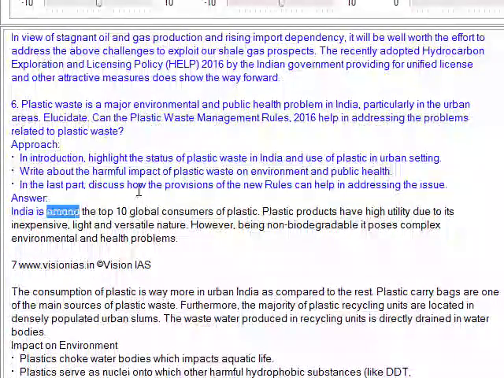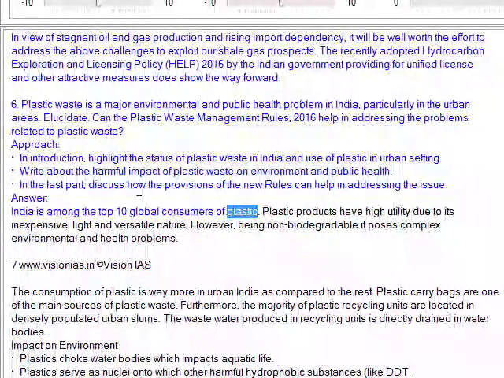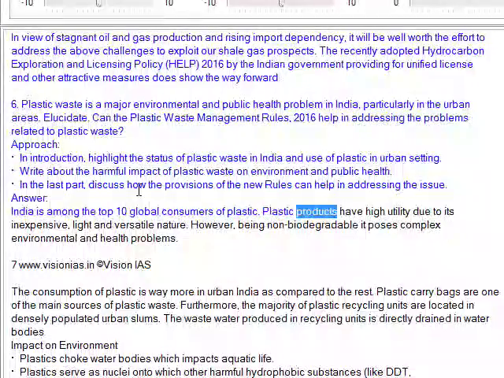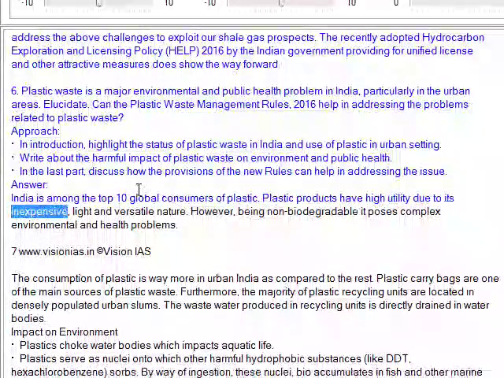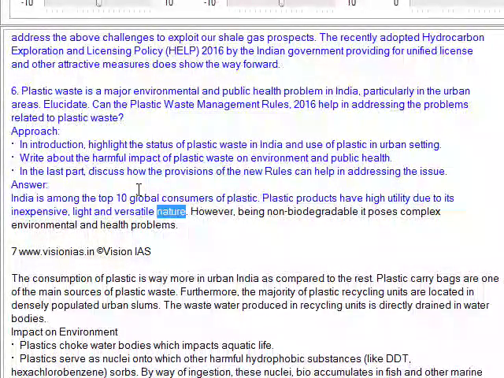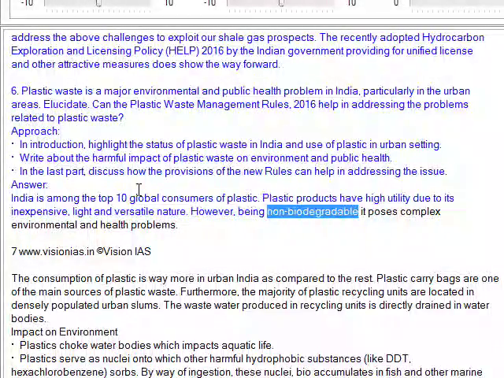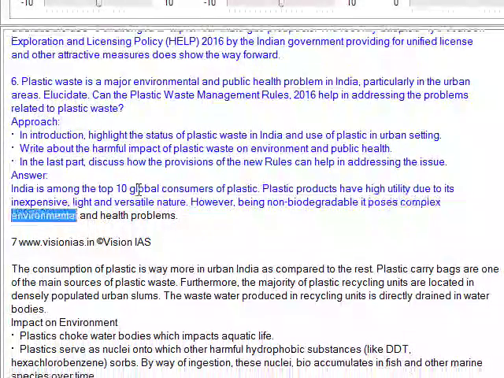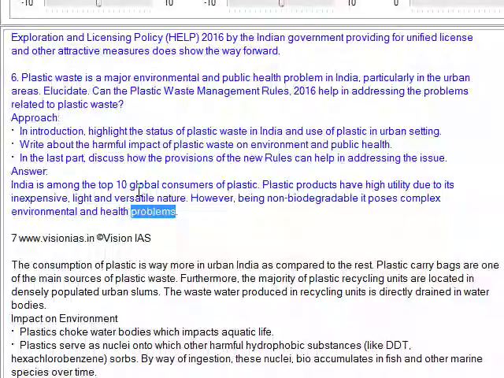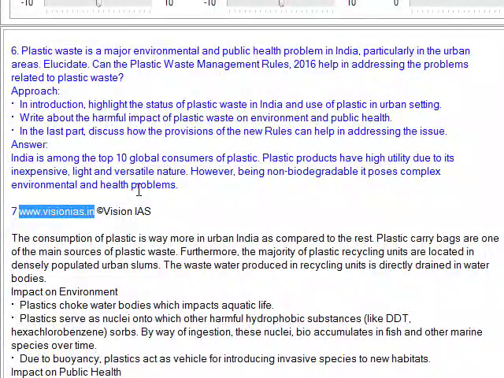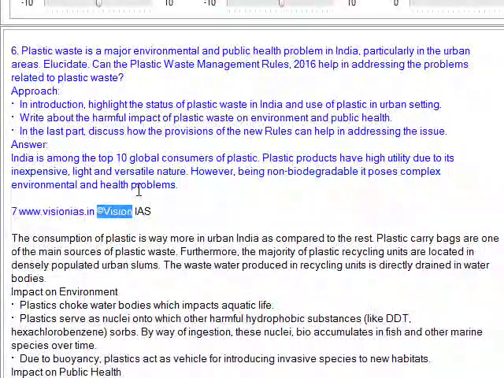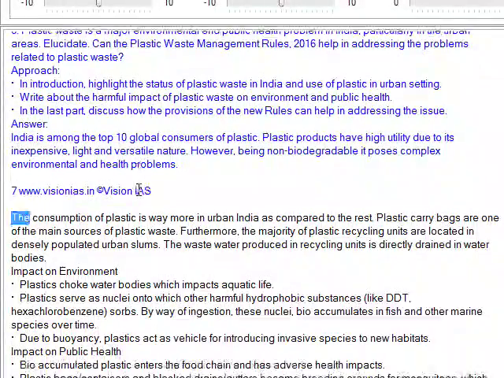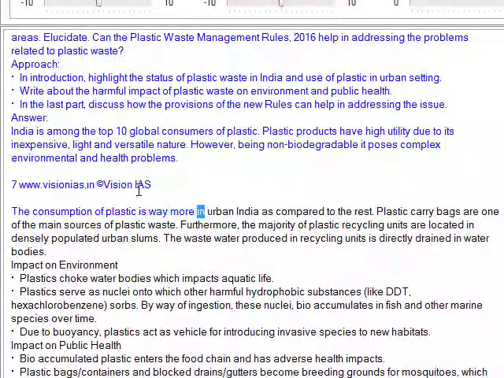Answer. India is among the top 10 global consumers of plastic. Plastic products have high utility due to their inexpensive, light and versatile nature. However, being non-biodegradable, plastic poses complex environmental and health problems. The consumption of plastic is way more in India as compared to the rest.